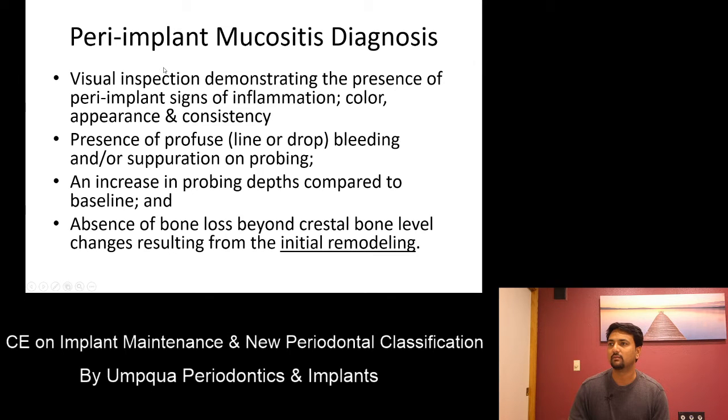Again, the difference between a peri-implant mucositis and implantitis is absence of bone loss. Again, we do expect initial remodeling, which is about 2 millimeters or less, when the implant heals. Up to a year is considered normal, so anything beyond that is considered to be peri-implantitis. Again, baseline measurements and baseline radiographs are really important.